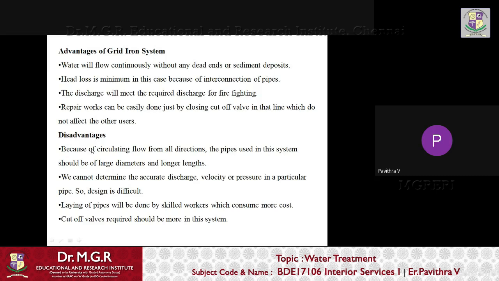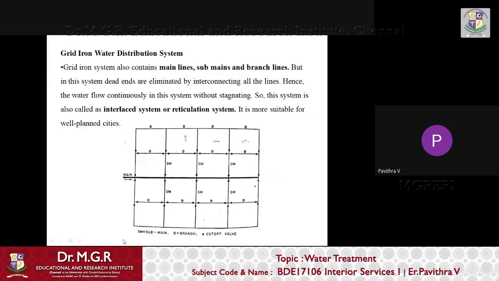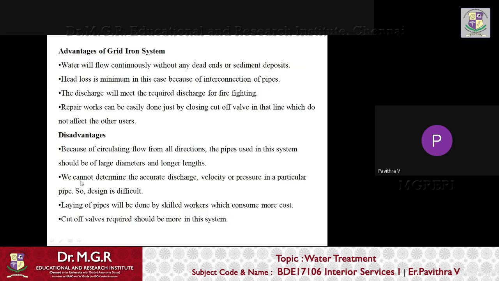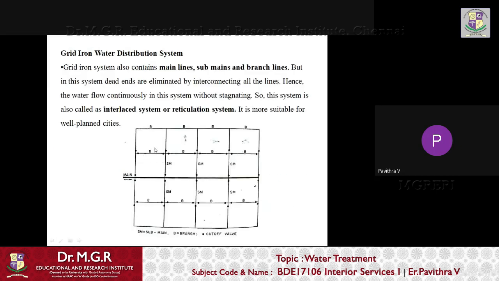The disadvantages are, because of circulating flows from all directions, the pipes used in this system should be of a large diameter. Since I am going to supply the water in all directions, all the pipes should be of a greater diameter. We cannot determine the accurate discharge, velocity or pressure in a particular pipe, so design is difficult. In a particular area, I cannot tell whether the discharge or the pressure can be higher. So from the design point of view, deciding the sizes of the pipes is difficult.